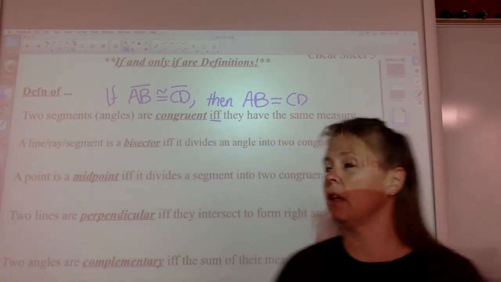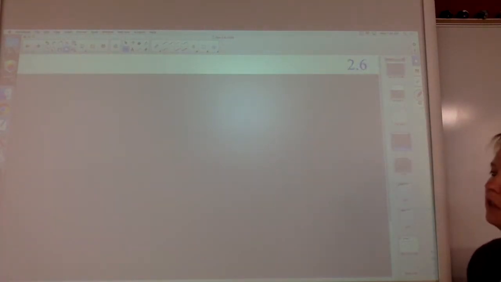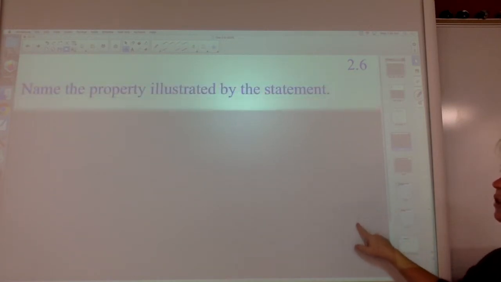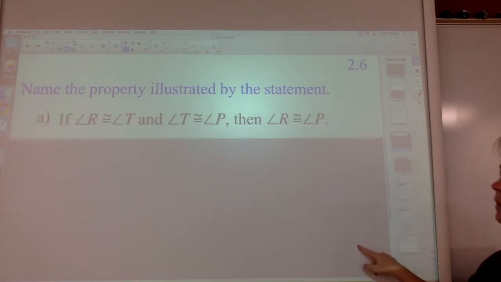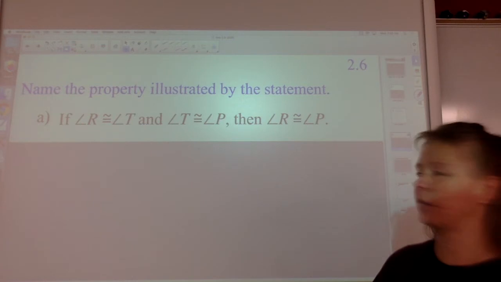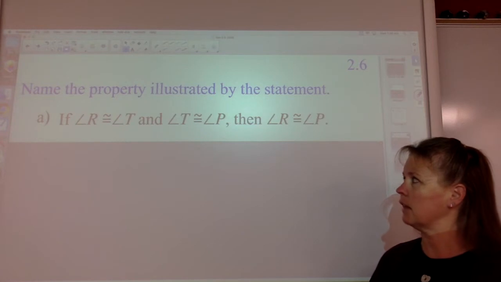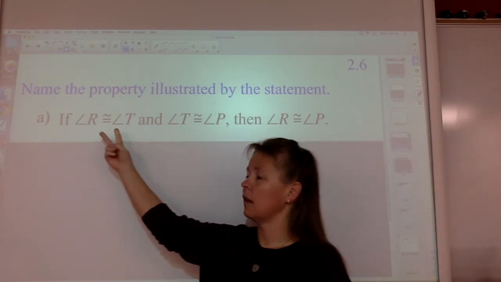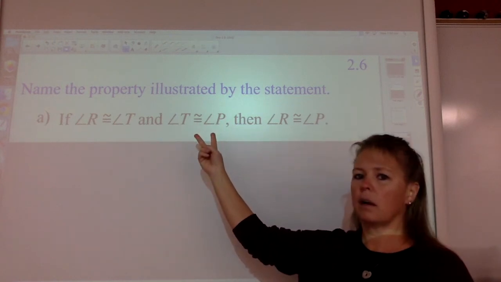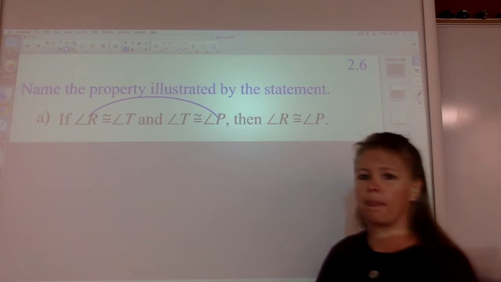So refer to this cheat sheet as needed. We are going to ask some specific questions about cheat sheet 2 and 3. I don't believe you'll need cheat sheet 1 on these. First question, name the property illustrated by the statement. You should have this already on a handout so you don't have to write everything down, but if needed, pause it, write it down. If angle R is congruent to angle T, and angle T is congruent to angle P, then angle R is congruent to angle P. If R and T are congruent, and T and P are congruent, then why is R congruent to P?